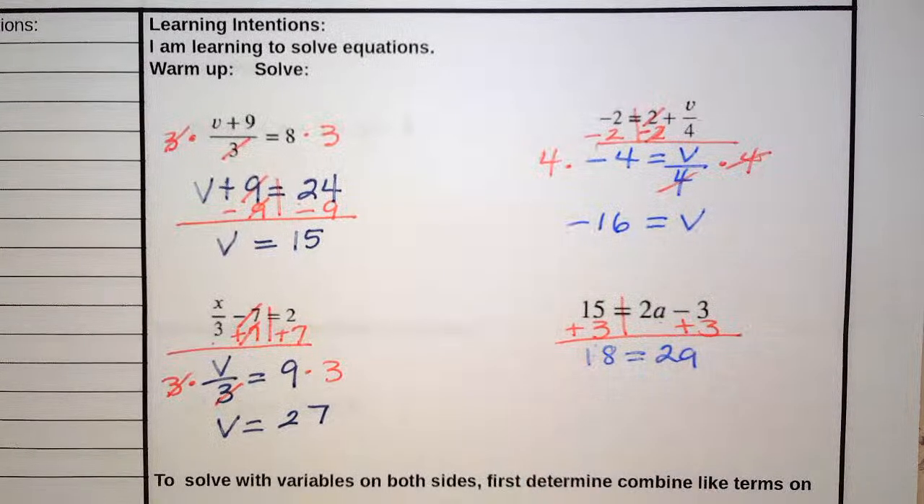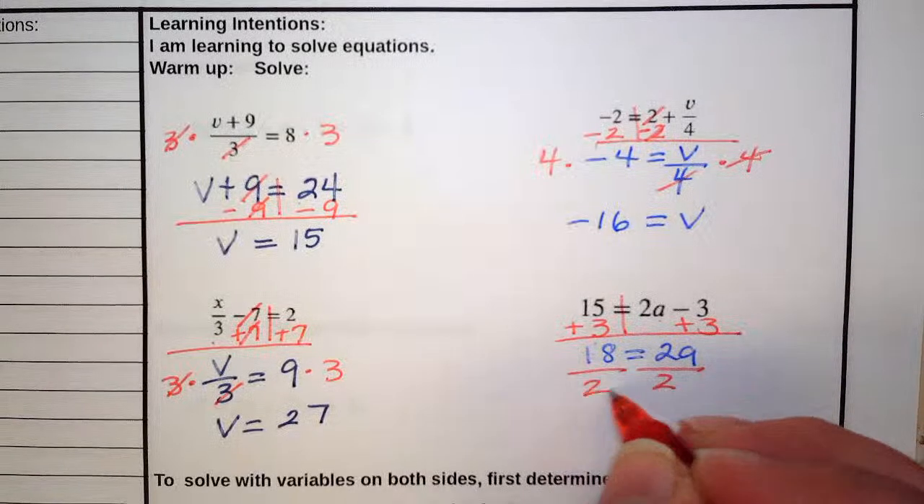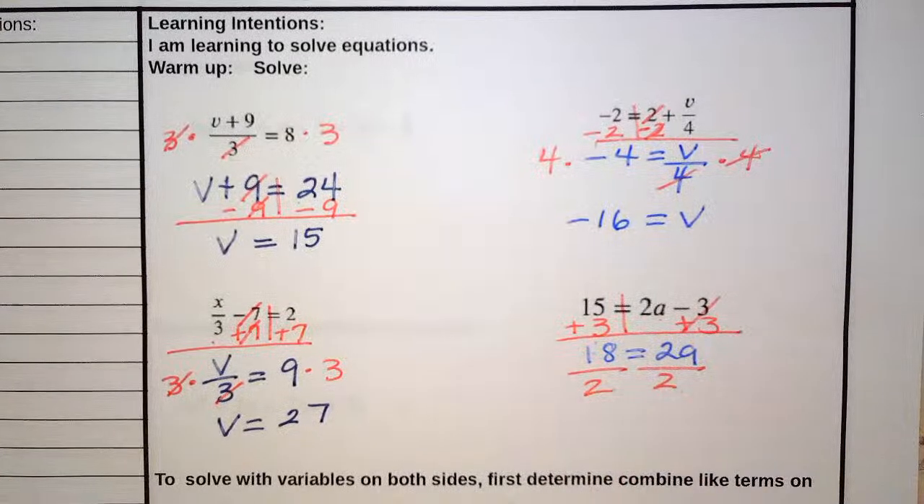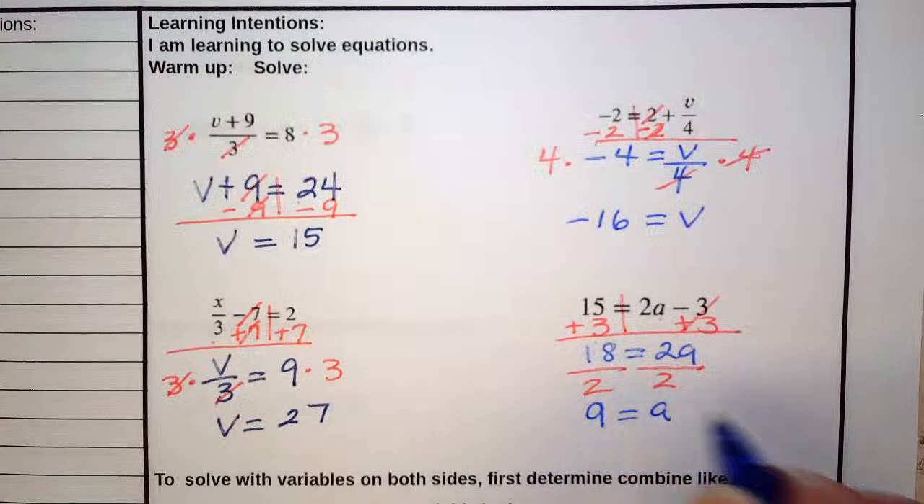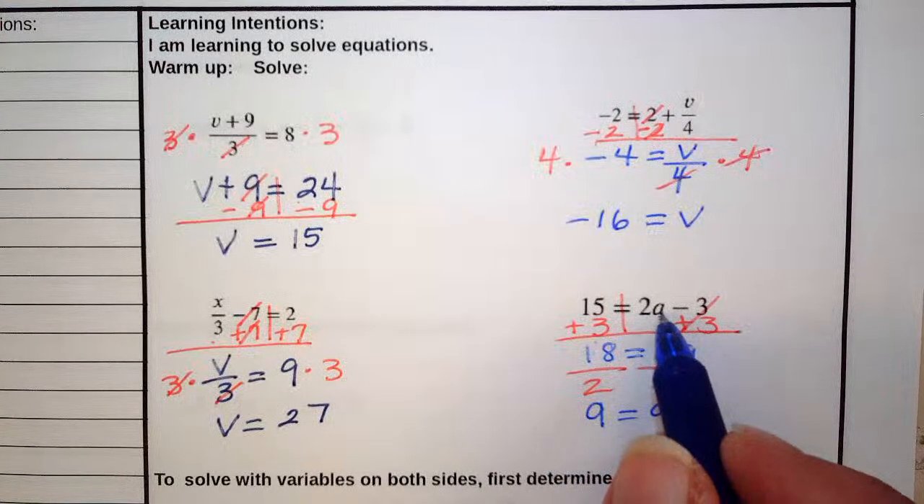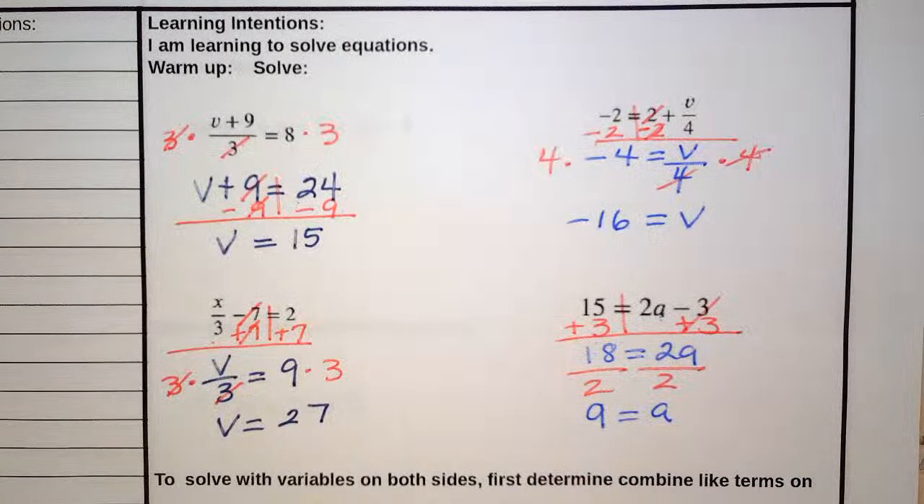I've multiplied by 2. The opposite is to divide by 2. 18 divided by 2 is 9. 9 is equal to a. 2 times 9 is 18. 18 minus 3 is 15. And we have the right answer.